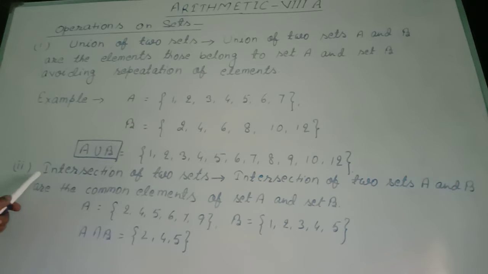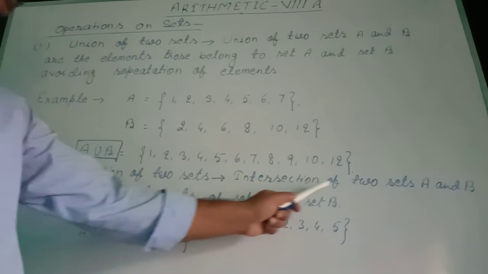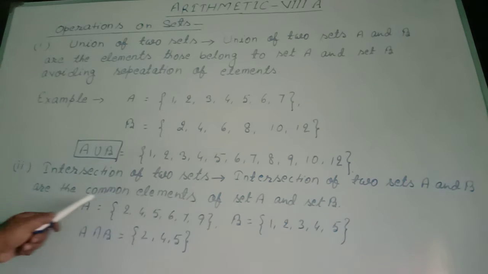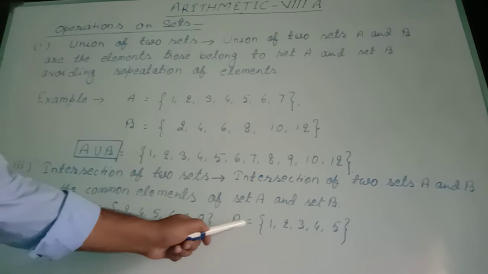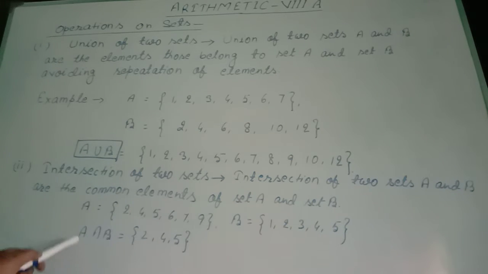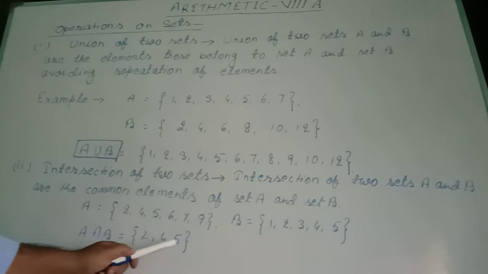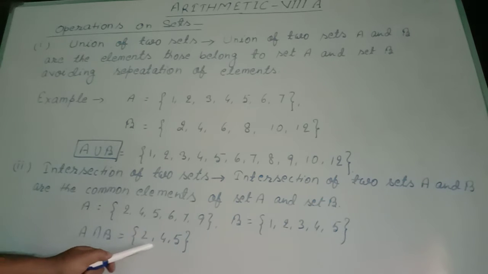Roman numeral 2, intersection of two sets. The intersection of two sets A and B is the common elements of set A and set B. Common elements, such elements that belong to set A and set B. If A equals 2, 4, 5, 6, 7, 9 and B equals 1, 2, 3, 4, then A intersection B equals 2, 4, 5. All these are the common elements.